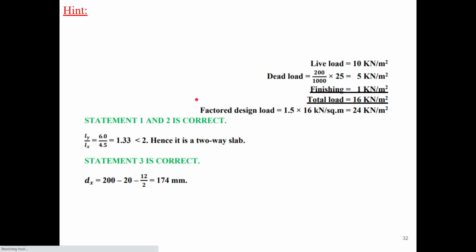Consider the following statements. 1. The slab carries a dead load of 5 kN per meter square. 2. The design load as per limit state method is 24 kN per meter square. 3. The slab is a two-way slab. 4. The effective depth along the shorter span is 174 millimeter. 5. The effective depth along the longer span is 125 millimeter. Okay. So which of the statements is or are incorrect? A: 1 only, B: 5 only, C: 3 and 4, D: 3 and 5. So let us check.